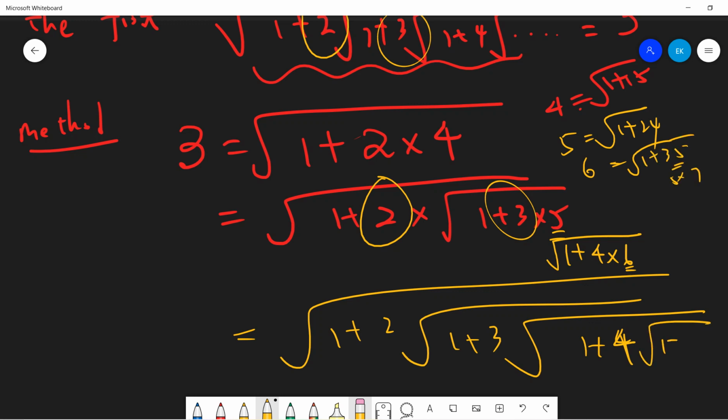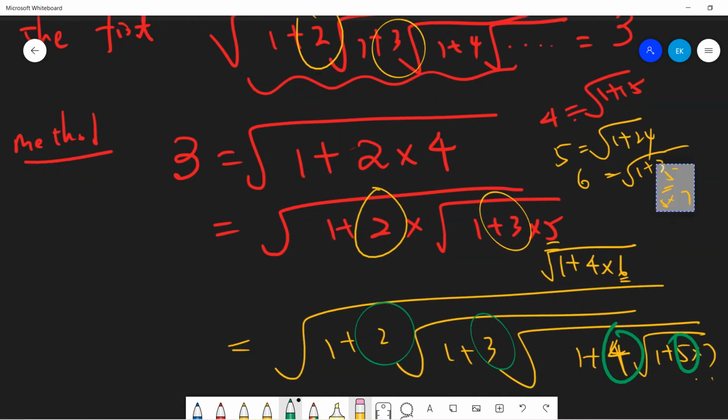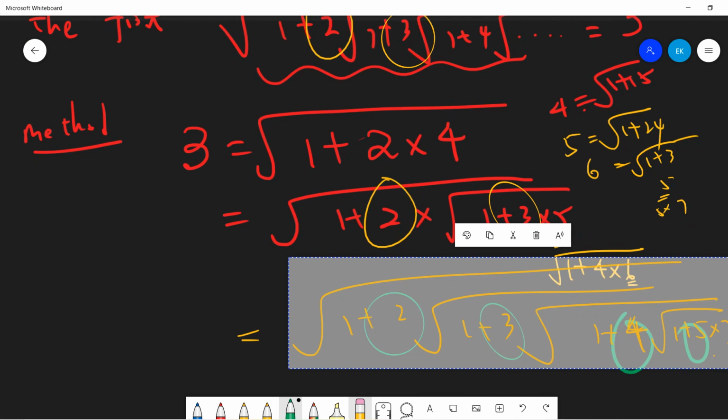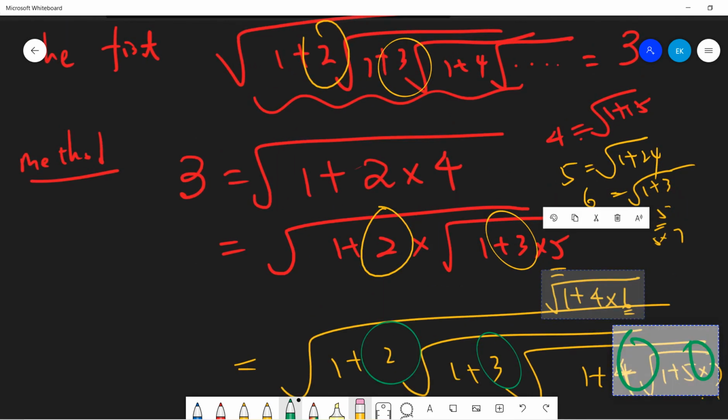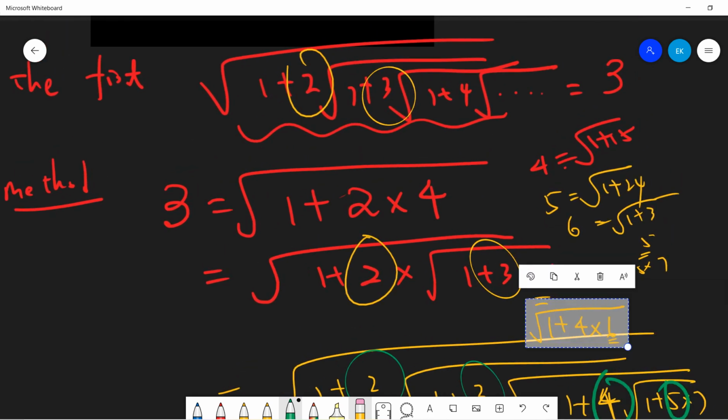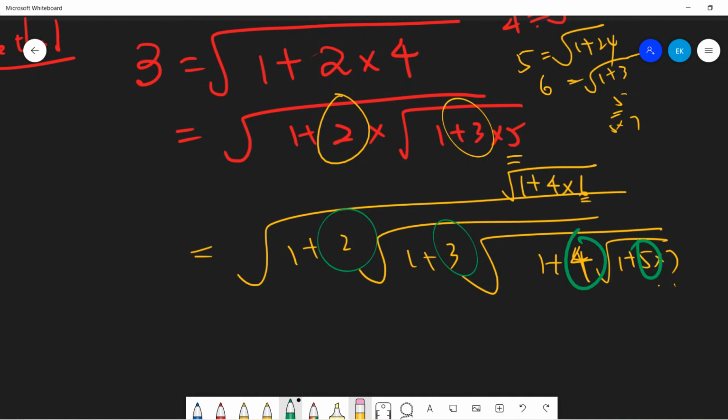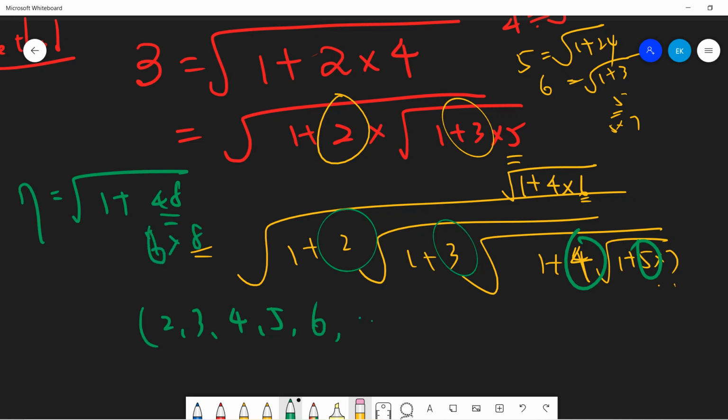It's amazing that if you keep going, the sequence you get is 2, 3, 4, 5. I will leave an exercise for you to show that. Now you already see the pattern, right? If you keep doing this, you get 2, 3, 4, 5, and then next you write 7 as the square root of 1 plus 48, so it's 6 times 8. So 6, and then you keep going.